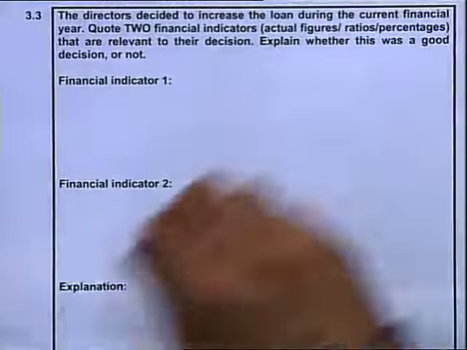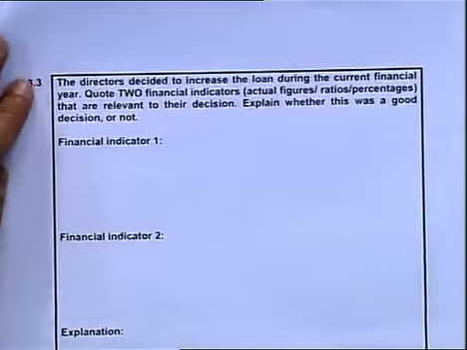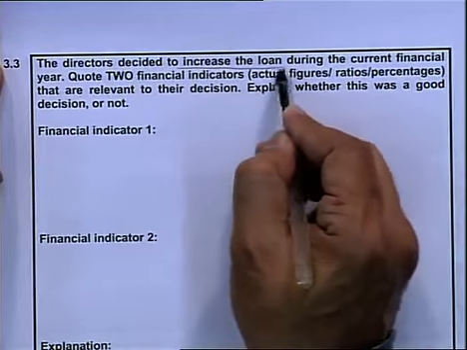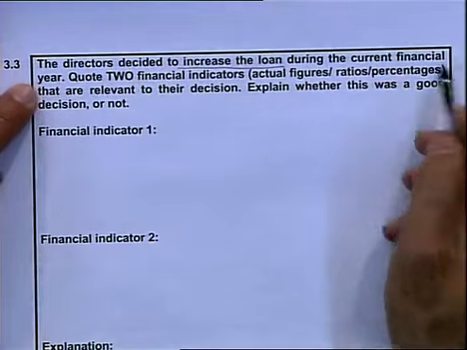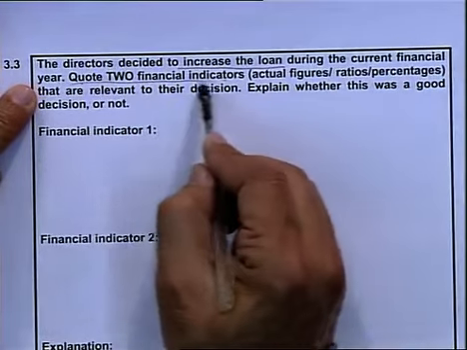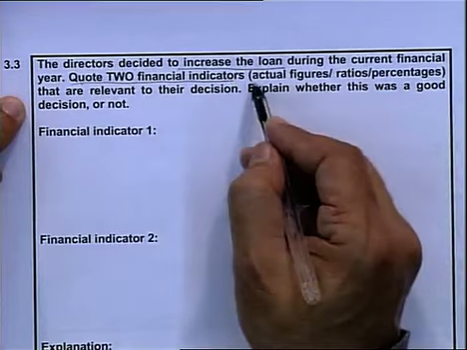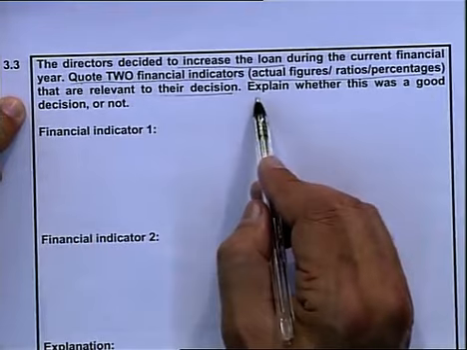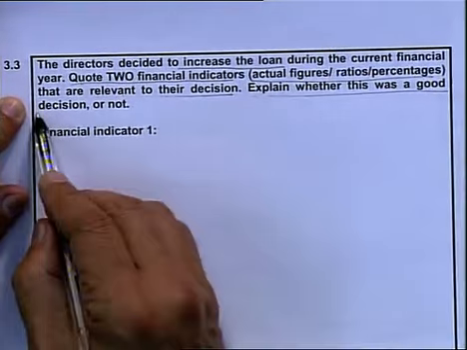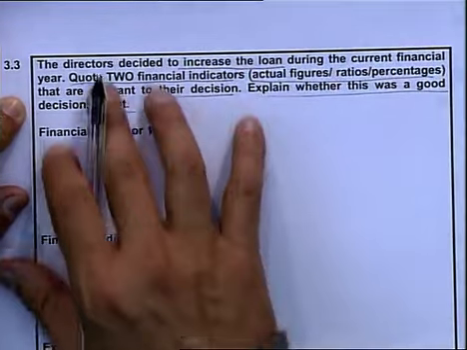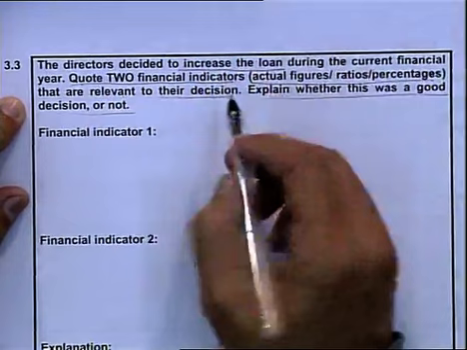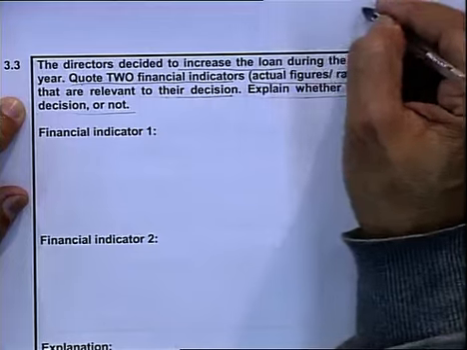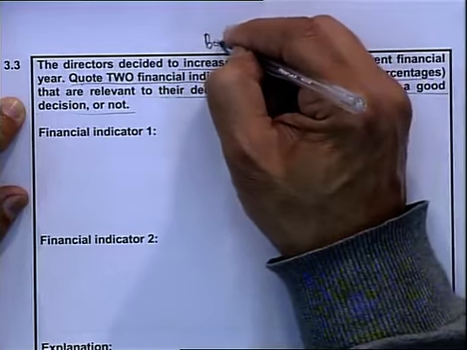Right, they're saying on top, the directors decided to increase the loan during the current financial year. Quote 2 financial indicators. Okay, so they want financial indicators with the figures that are relevant to their decision, then explain whether this was a good idea or not. Okay, so what we have to look out for, we have to see, okay, that they want to increase the loan, which means they're going to borrow more money. Okay, they're going to go and borrow more.